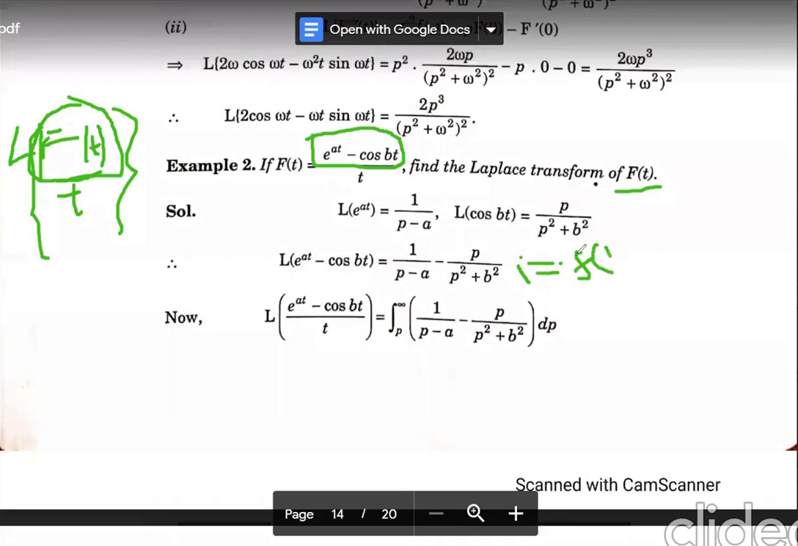Then you use the result. Laplace transform of f of t by t is integration p to infinity f of p dp. So f of p is 1 by p minus a minus p by p square plus b square. This is the integration. Just simply integrate this result and put the limit of integration from p to infinity. You will get the required Laplace transform of the given function. That is simple, you just need to apply the formula.